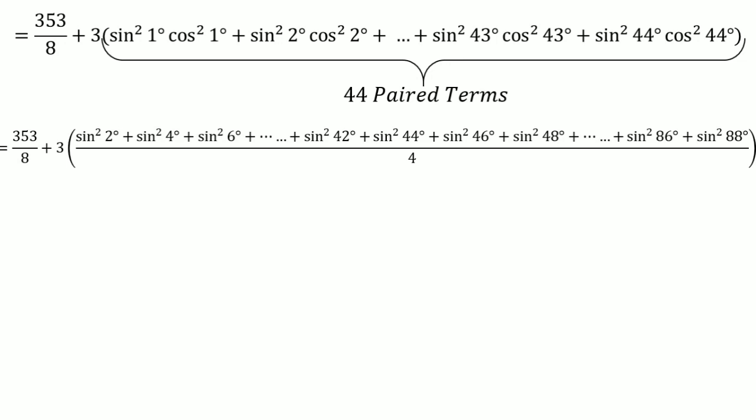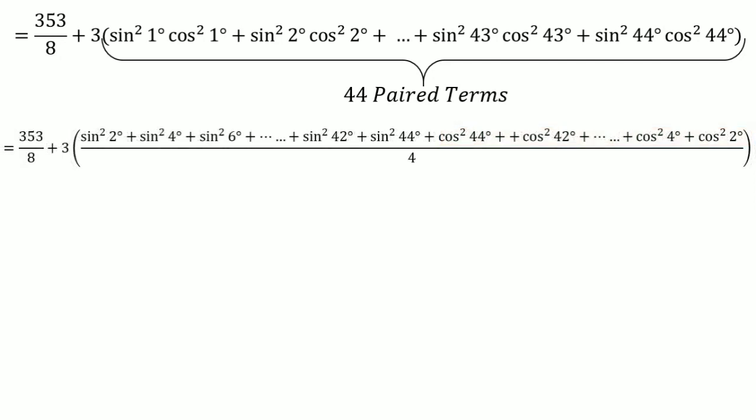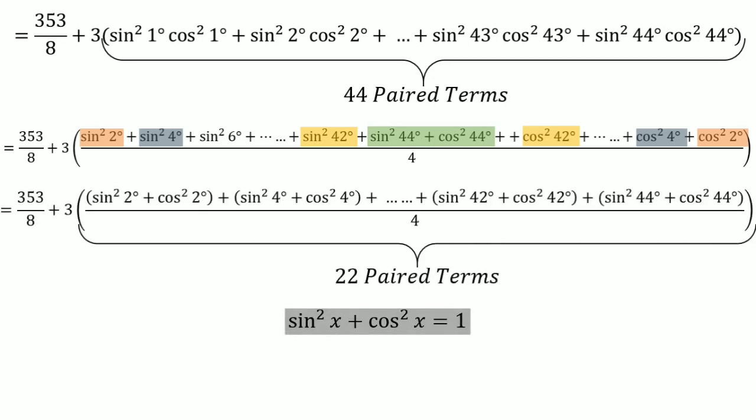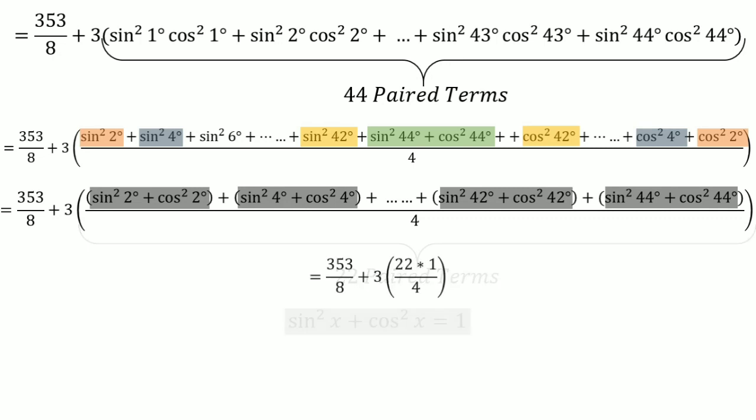Now all the terms from sine square 44 degrees, we convert them into cosine like that. Now make the pair of cosine with sine terms of the same degrees like this and this. So finally we have this. Now these are 22 pair terms, so we have 22 times 1. By using this identity, we can say these are all 1. So we have 22 ones.